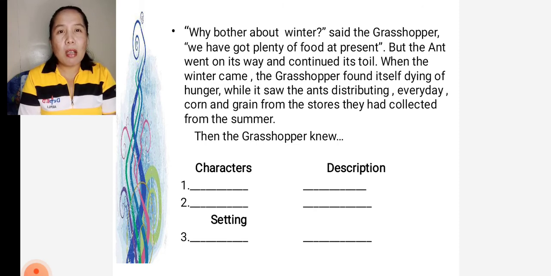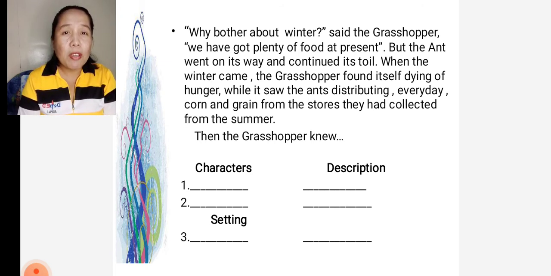Then the grasshopper knew. So what you're going to do is to write who are the characters of the story. Then you have to describe what kind of characters they are. Then you have also to write the setting and describe asa dapit ang setting o unsa klase nga setting.